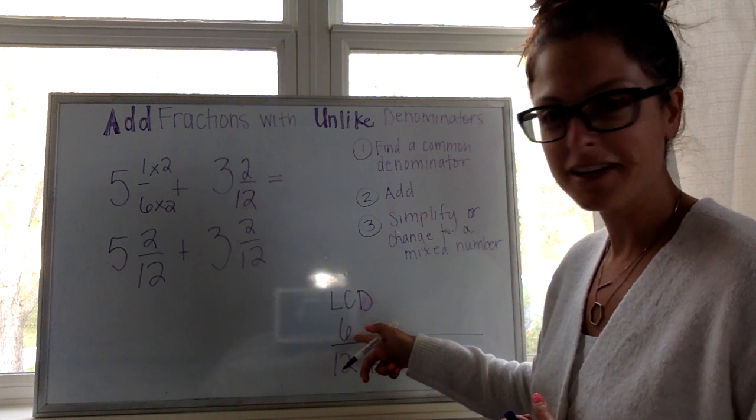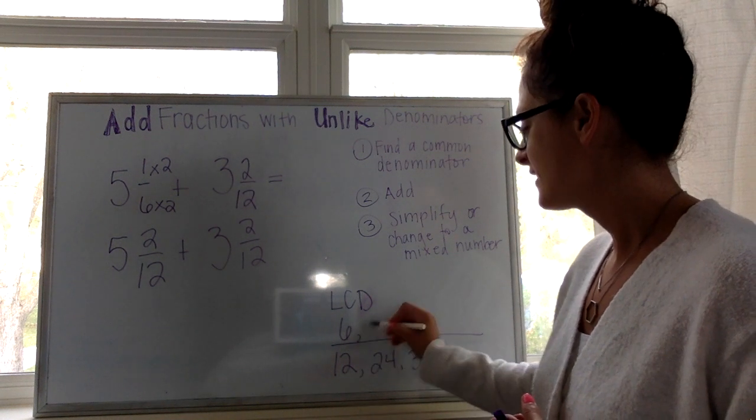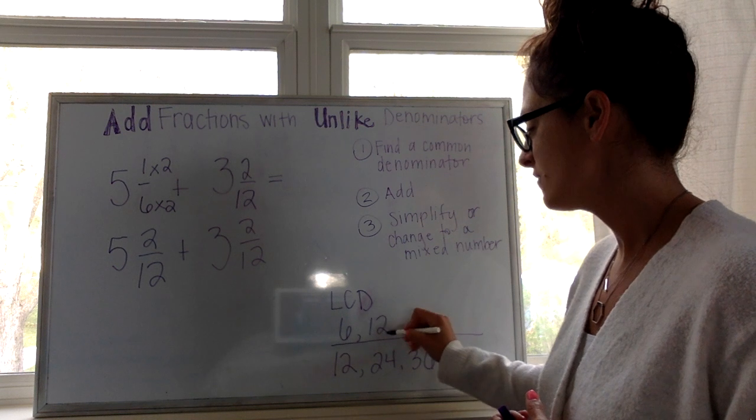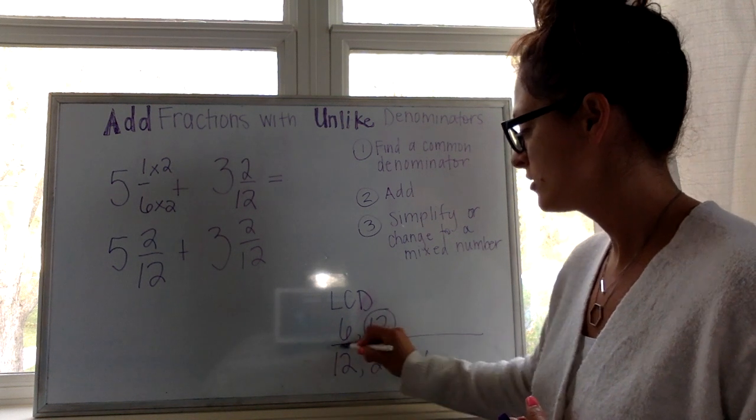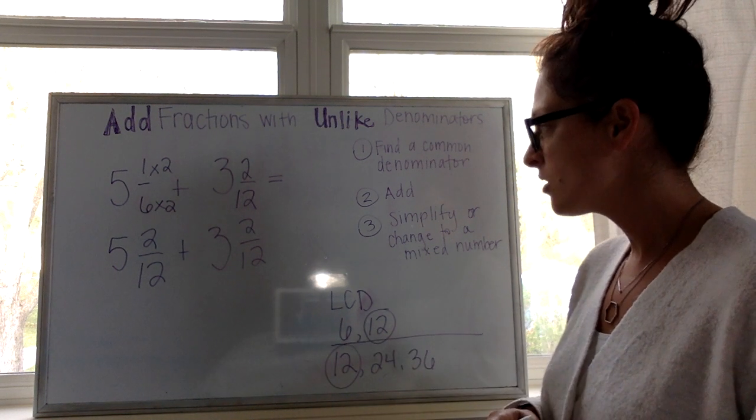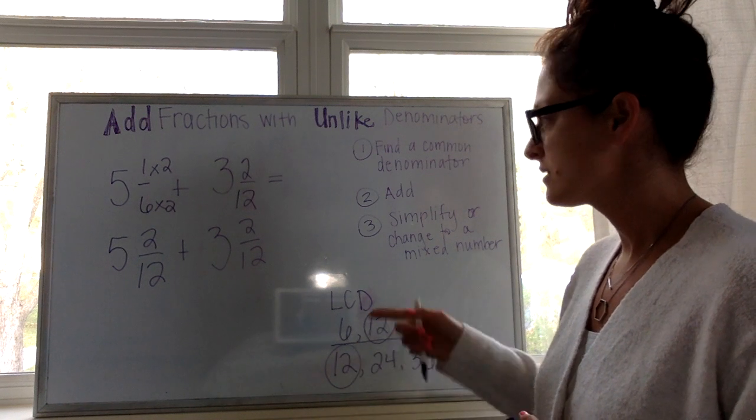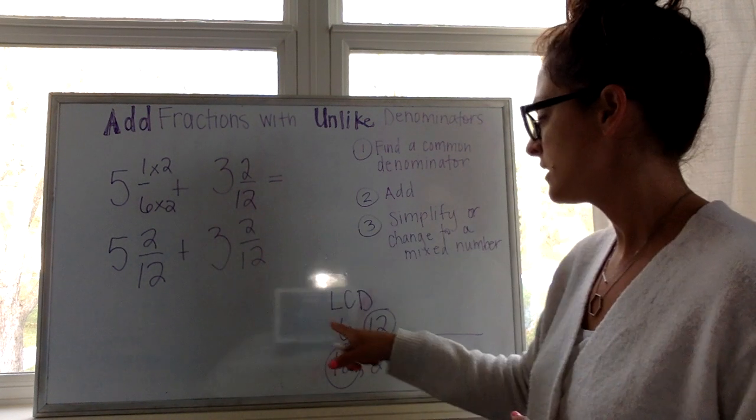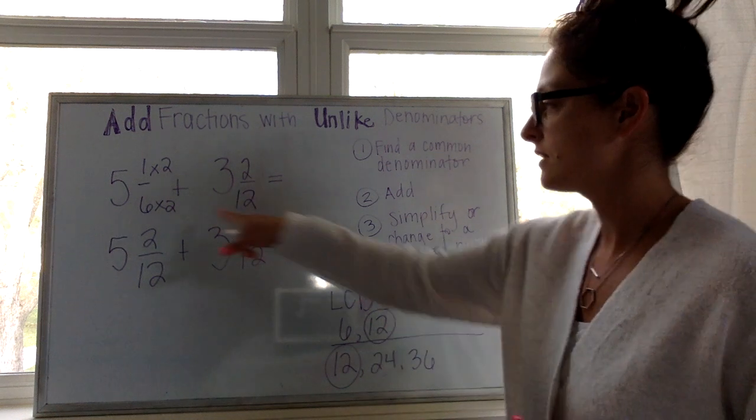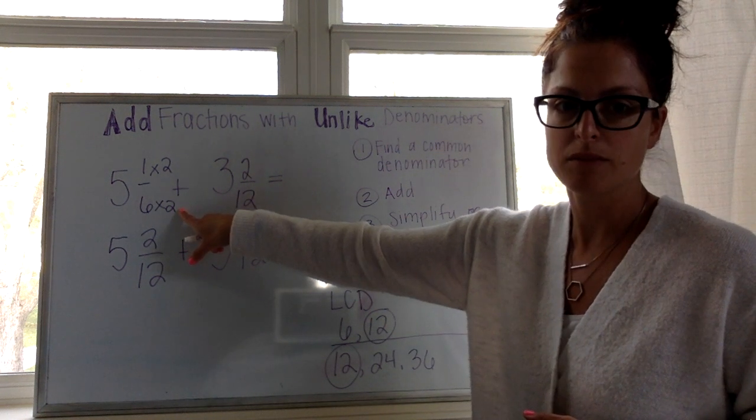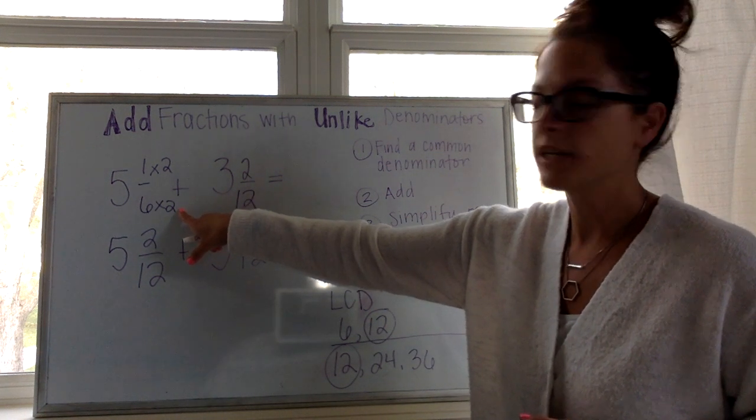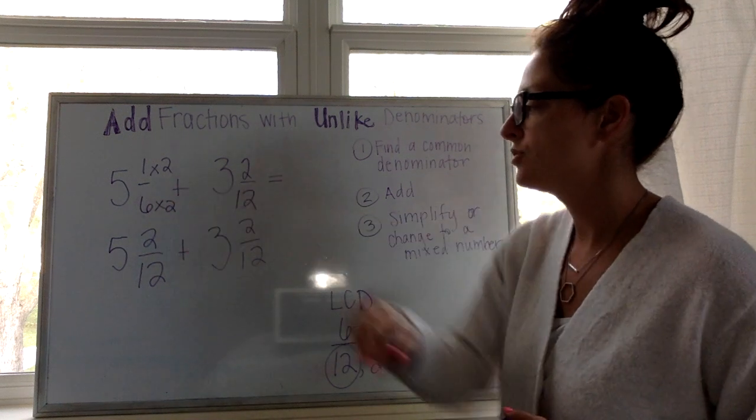So I'm going to go 6 plus another 6 is 12. Oh, and right away I have a match. So that is how we know that 12 is our least common denominator. 2 groups of 6 gives me 12, just like how I multiplied my numerator and my denominator by 2.